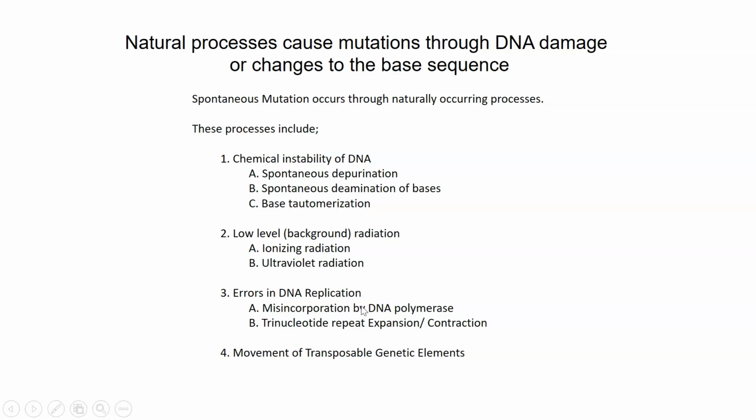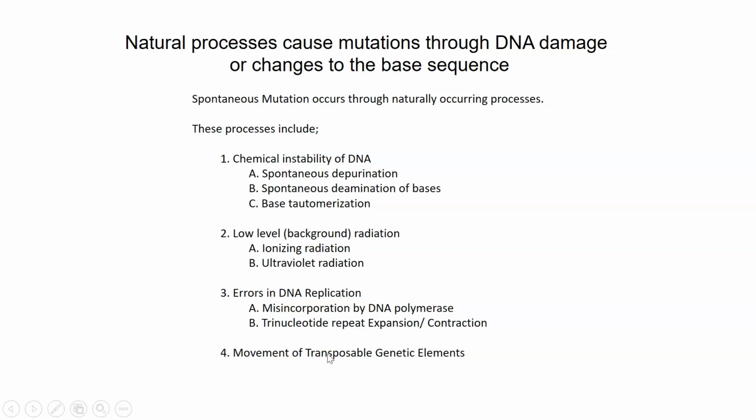DNA replication is a very reliable process, accurate process. And so the error rate in replication is very low, but not zero. So there are a couple of things that can happen that are found to be sources of mutation. We'll talk about those a little bit too.